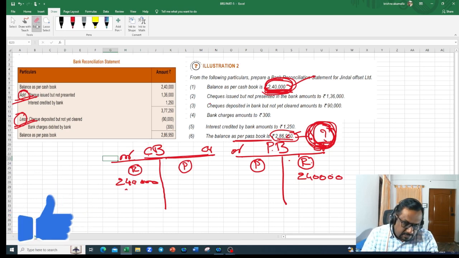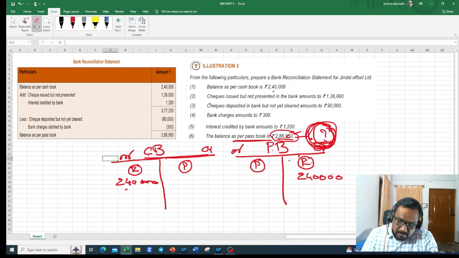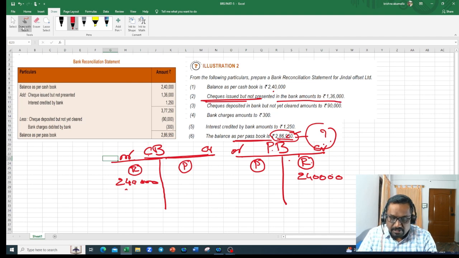Now, let me explain how to resolve this problem. Okay. Now, checks issued but not presented in the bank amounts to 1,36,000. Checks issued but not presented. Who issued checks? Our business issued checks. When we issue the checks, what does it mean? Issued means paid. We paid 1,36,000 worth of checks to our suppliers.